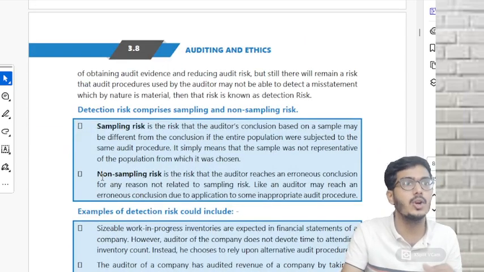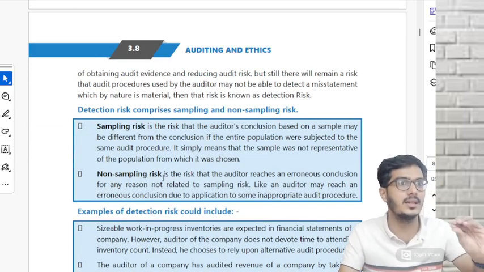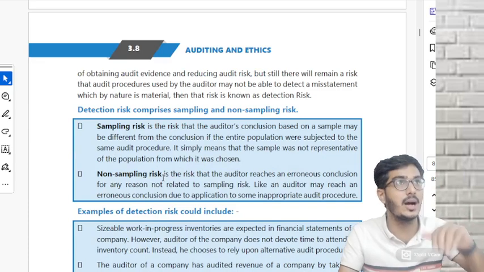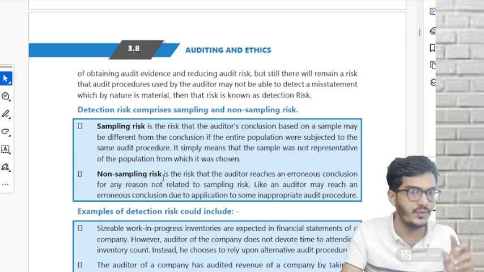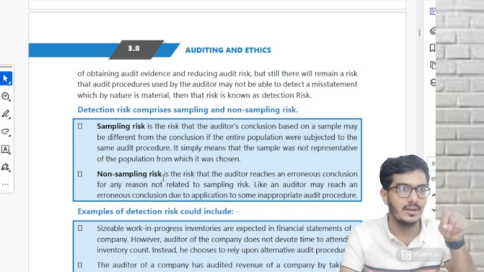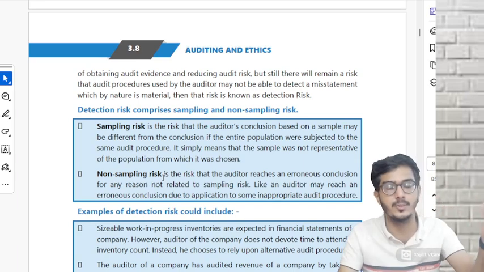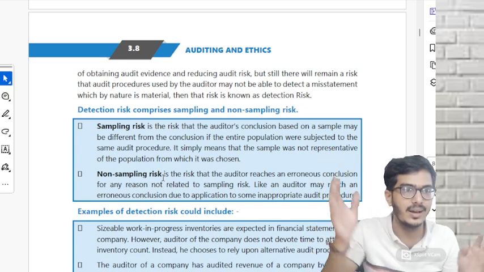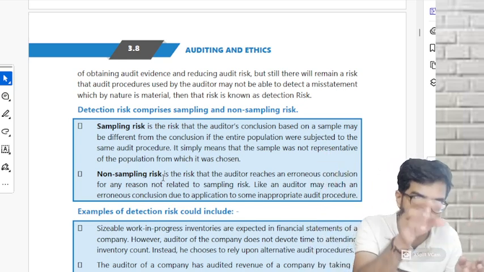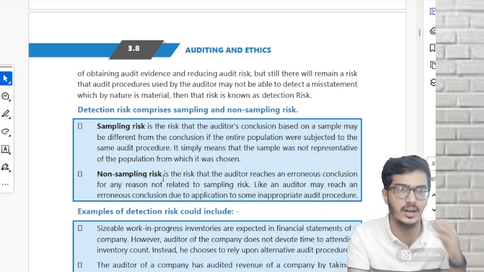What is the other one? Non-sampling risk. What is non-sampling risk? Any risk of misstatement which is caused other than the sampling risk is called non-sampling risk. Very simple. You were supposed to perform audit procedures A, B, C. You did not perform these. You performed X, Y, Z. What audit procedure was required? That you did not perform, no? Correct or not? Understood what I'm trying to say.